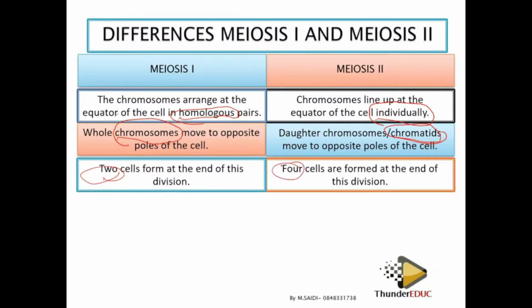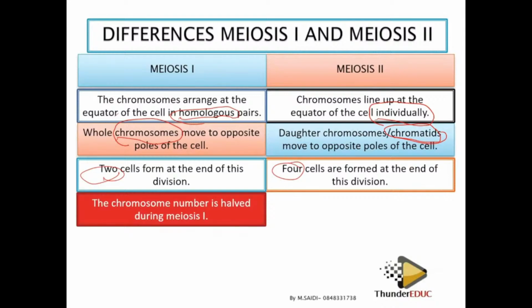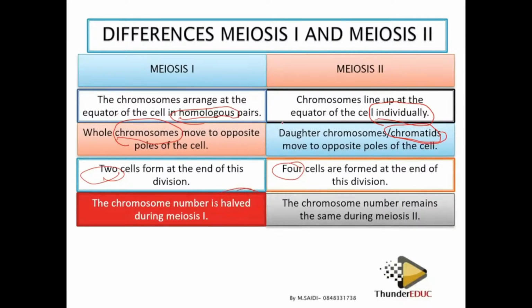You see the key point? Yes. And then our chromosome number in meiosis I is halved. You have the halving effect here. And then on this side, the chromosome number is maintained. It means that you start with 23 and then you end up with 23.